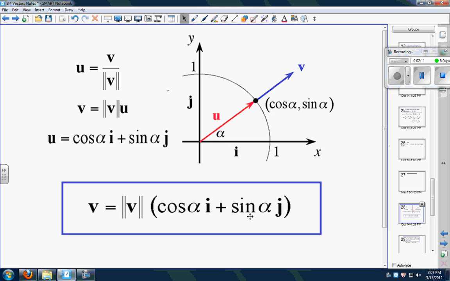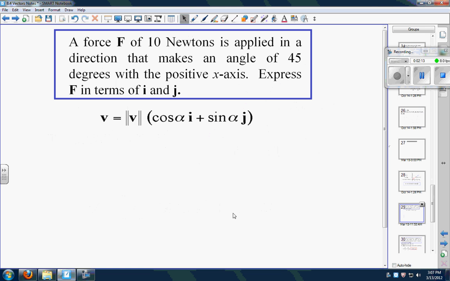So we're going to look at just two problems here. First one is a simple force problem. A force of 10 newtons is applied in a direction that makes an angle of 45 degrees with the positive x-axis. Represent F in terms of i and j. So you'll typically see these like pushing a lawnmower, pushing down on a cart, something like that.